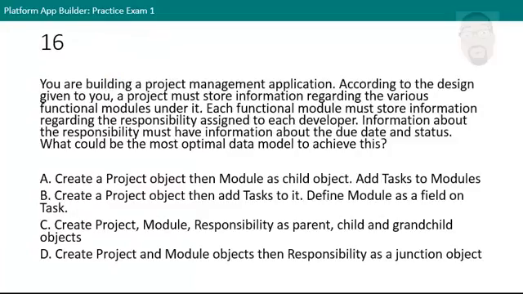You are building a project management application. According to the design given to you, a project must store information regarding the various functional modules under it. Each functional module must store information regarding the responsibility assigned to each developer. Information about the responsibility must have information about the due date and status. What could be the most optimal data model to achieve this?